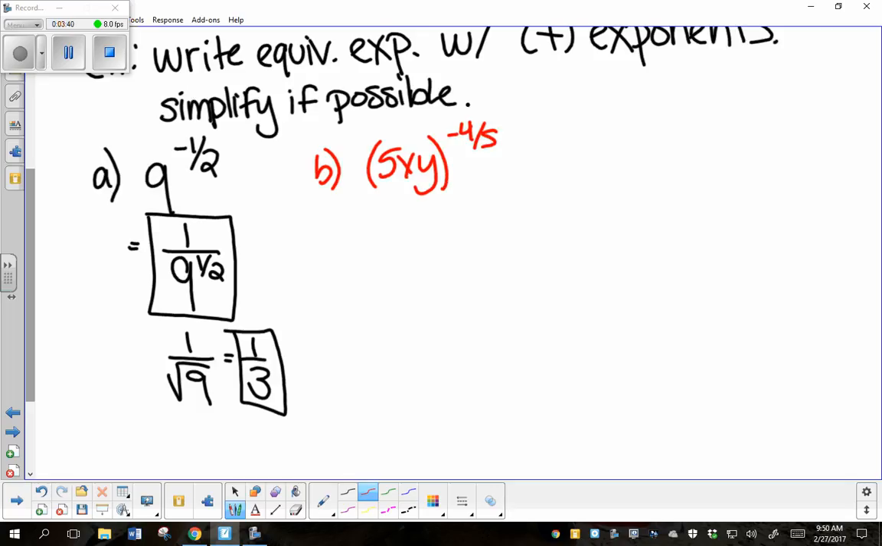Was someone saying wait? Okay. All right, so next example is 5xy all to the power of negative 4/5. So go ahead and write that with a positive exponent right now. And that's all you're going to be able to do, I think. Try doing that. We'll do it up here.